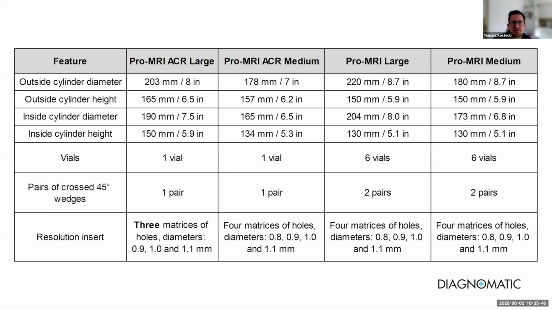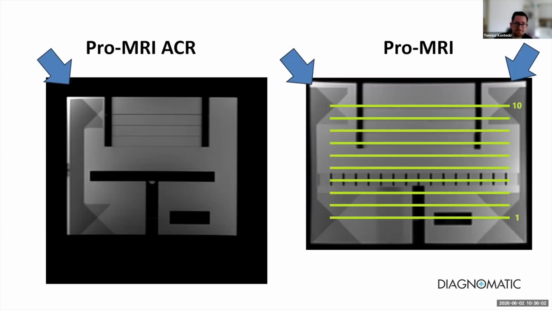This table compares the 4 MRI phantoms available from Diagnomatic. The older Pro-MRI phantoms have a slightly different design, including more vials and additional wedged structures, but they can still be useful for routine quality control. One easy way to distinguish the older Pro-MRI phantoms from the Pro-MRI ACR phantoms is to look at the wedge structures.